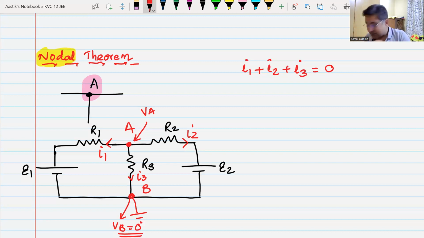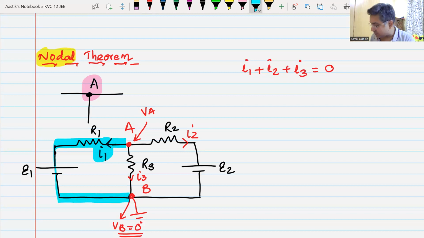Now I'm going to find the value of I1. How am I going to find the value of I1? I will start from A, move through the circuit and end my journey at point B. The only thing unknown there is I1, yes or no? So I can find out the value of I1.